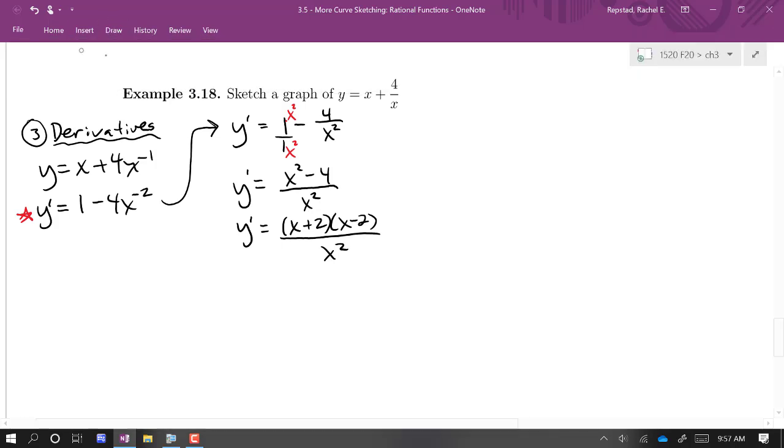So let's go ahead and make this sign chart before we get our second derivative. I've got the first derivative in a great format. Everything is just factors of the top, factors of the bottom. So I'm going to make a row for x plus 2, a row for x minus 2, a row for x squared, and then a row finally for y prime.